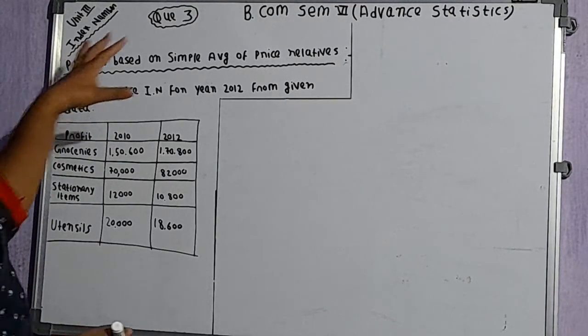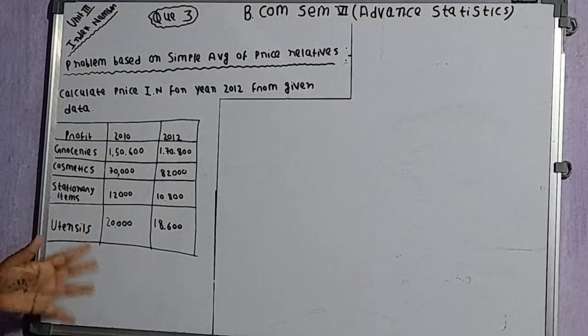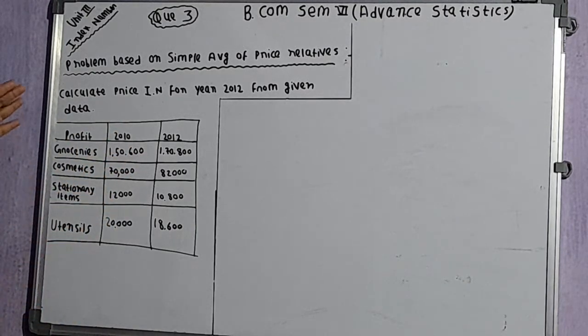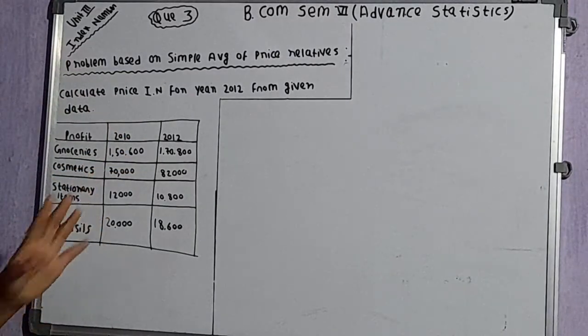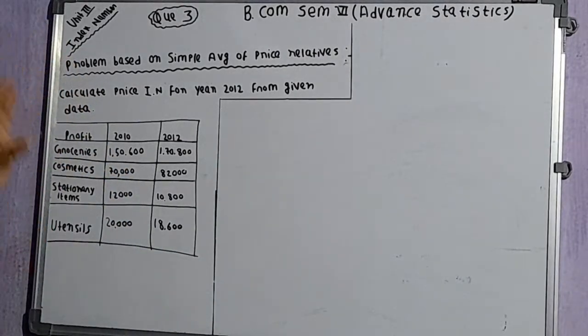Here you can see what we have been asked in the question. We have been asked to calculate the price index number for year 2012 from the given data. Here we have been given data of profits for 2 years of certain stores, for different categories of items like groceries, cosmetics, stationery items and utensils, for the years 2010 and 2012. Now what we have to do is compute the index number by using the simple average of price relative.